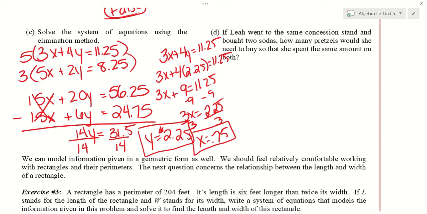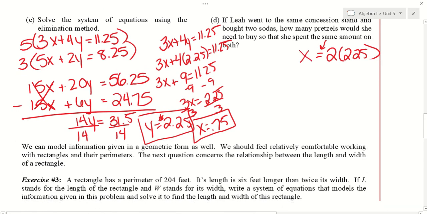If Leah went to the same concession stand and bought 2 sodas, we know a soda costs $2.25. So there's 2 sodas. How many pretzels would she need to buy so that she spent the same amount? So I put this equal sign for same amount. How many pretzels, well that's X. How much are the pretzels? 0.75. Would she have to buy to spend the same amount? So go ahead and solve that equation. Pause the video and solve the equation.